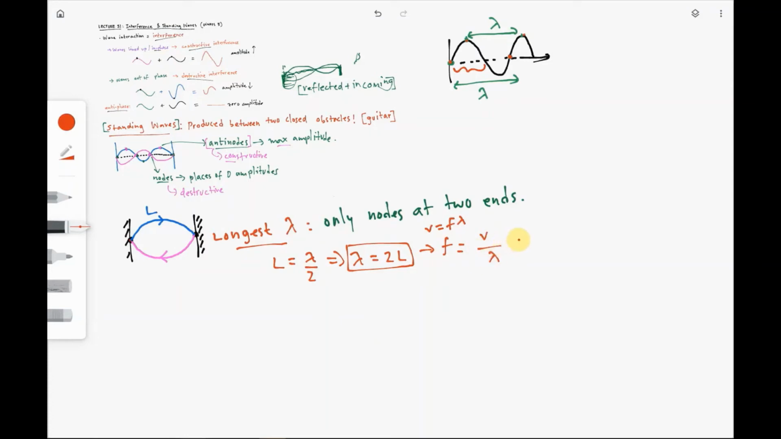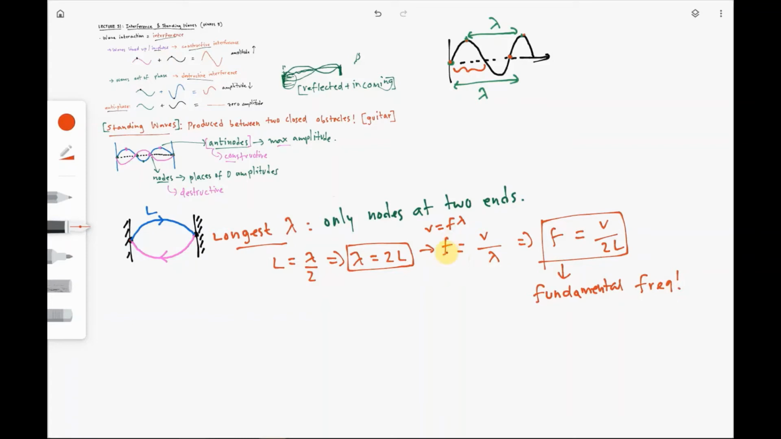And lambda we have just found to be 2L. So f is equal to v over 2L. That is the speed over 2L for this pattern of the wave. We call this the fundamental frequency. The fundamental frequency.